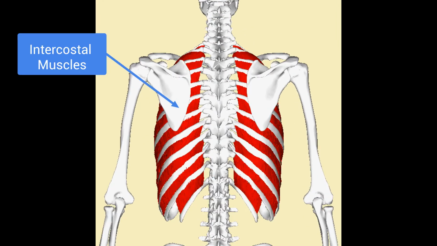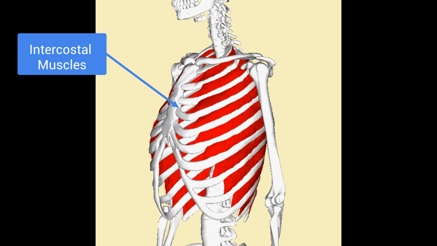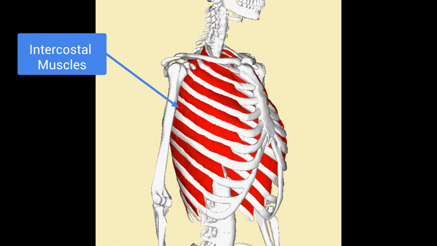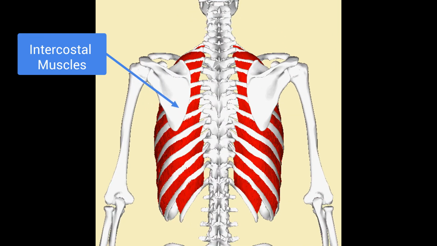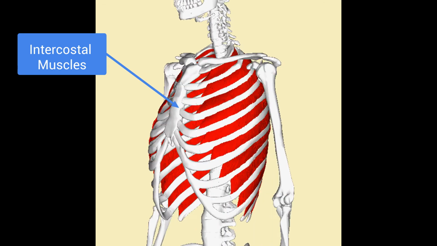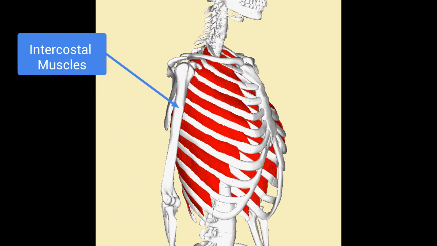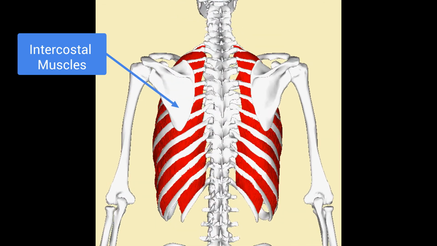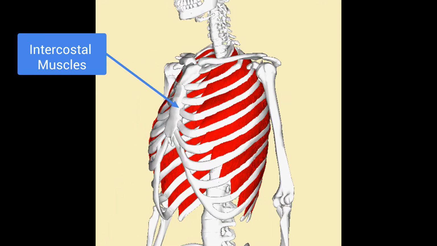Similarly, the intercostal muscles contract in order to expand the rib cage and help open up the lungs during inhalation. As the intercostal muscles relax, the rib cage drops inwards and downwards to help with exhalation.